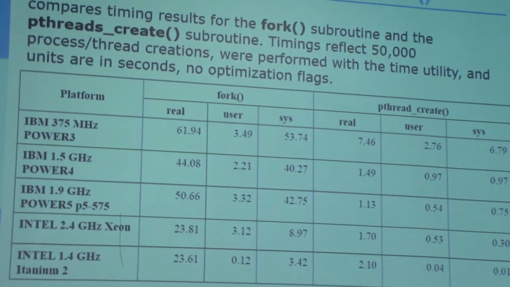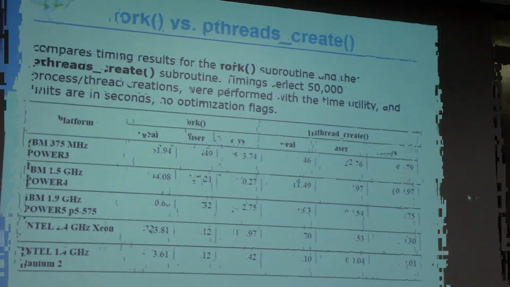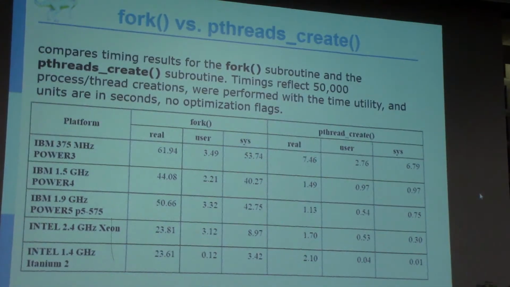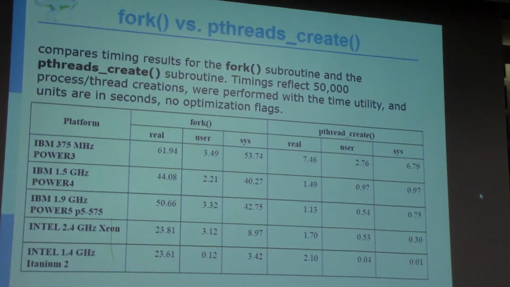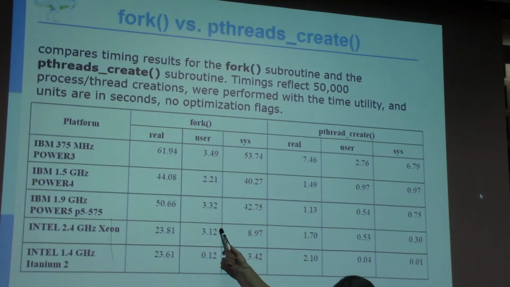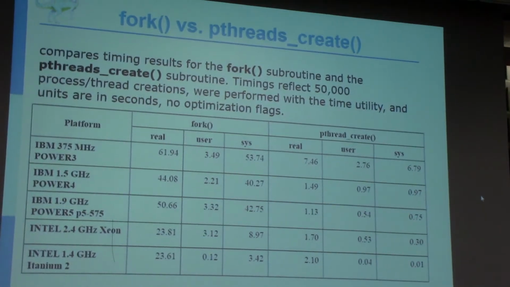Can be parallel. So this slide shows the performance comparison between fork and Pthread creation along different computer chips, roughly 30 times. This is CPU time, where user, sys, and real. What is the real CPU time? Then what is the user CPU time? What is the system CPU time?